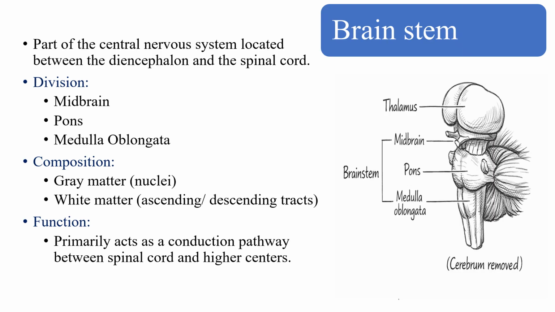So coming to the brainstem, it's the part of the central nervous system that is located between the diencephalon and the spinal cord. It's sometimes considered the upward extension of the spinal cord because it contains the sensory as well as the motor centers that control the head and neck region. It's divided into three main parts: the midbrain, the pons and the medulla oblongata. It's composed of gray matter and white matter, and its main function is to act as a conduit between the spinal cord and the higher centers, with different types of tracts and nuclei present in it.